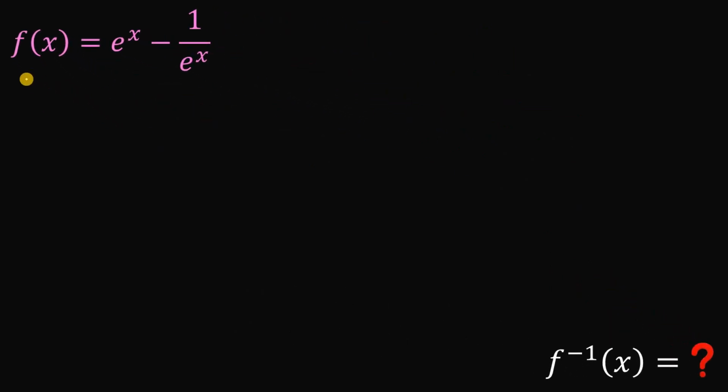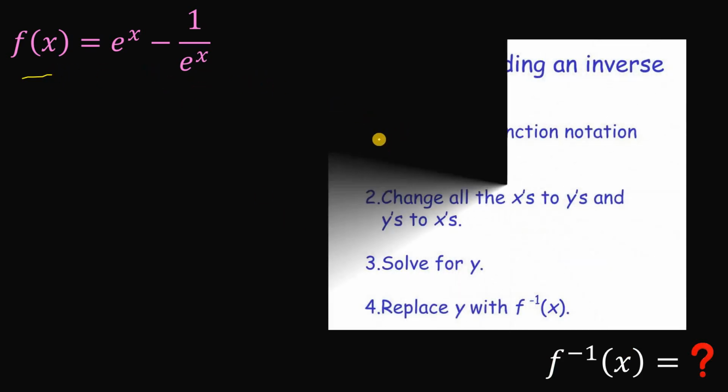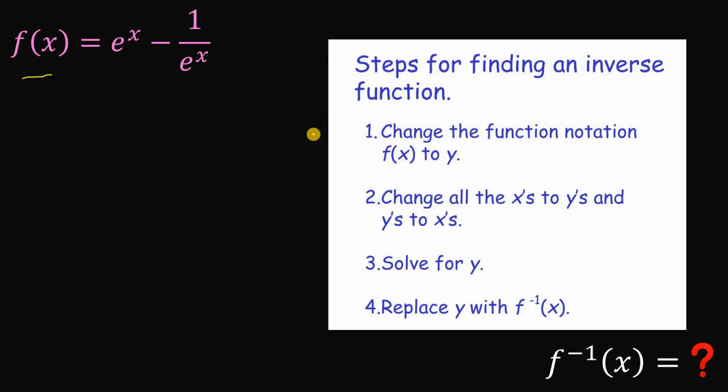So in this question, the given is f of x. We have e raised to the power of x minus 1 over e raised to the power of x. And the target, or the goal, is to find f inverse of x. So, to find the inverse function of this given function, we will need some steps to do it. First step is to change the function notation f of x to y. So, we have y equals e raised to the power of x minus 1 over e raised to the power of x. The second step is change all x to y and y's to x.